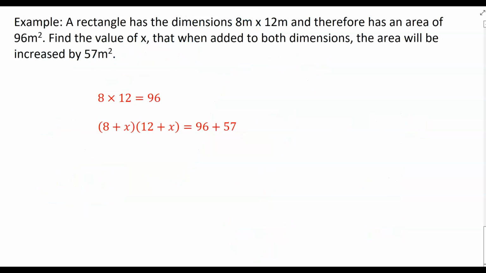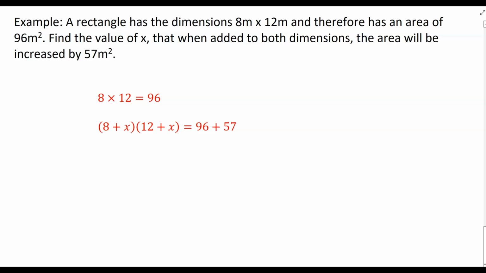Okay, and lastly, we have somewhat of an application question for the quadratic formula. A rectangle has the dimensions of 8 meters by 12 meters, and therefore has an area of 96 square meters. Find the value of x that when added to both dimensions, the area will be increased by 57 square meters.